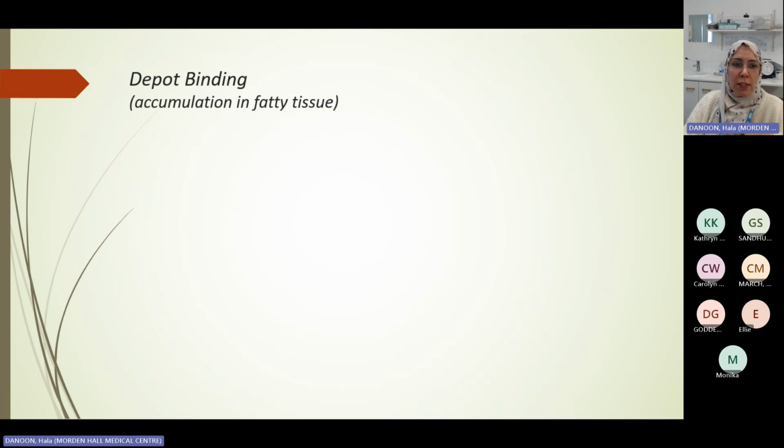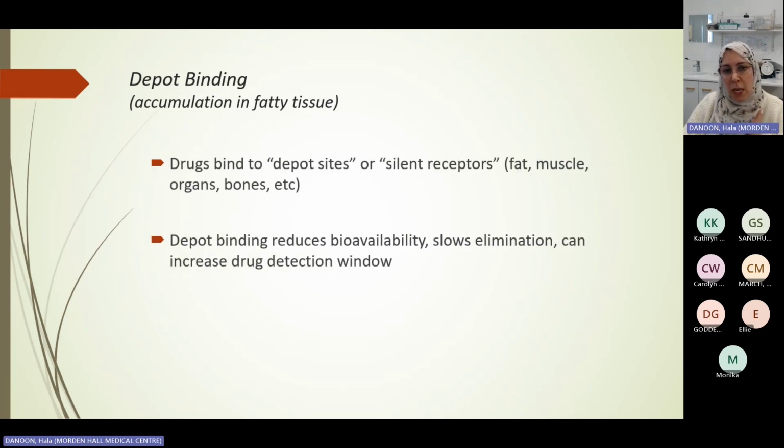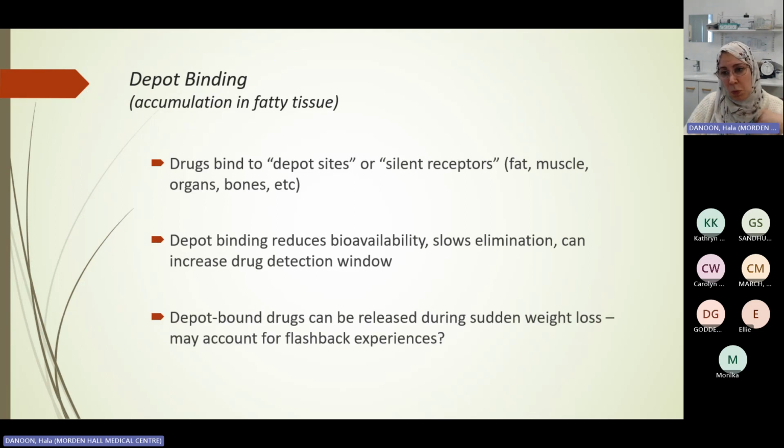Now, there are medications that have depot binding, so they accumulate in fatty tissue. Now, this can sometimes be beneficial, where we want it to be binding to give us a slow release. But sometimes this binding can cause reduced bioavailability, can cause slow elimination. So sometimes it can cause toxicity if we're talking about a medication that is staying in the blood. However, let's say the active ingredient is not reaching the treatment level. So the patient is not getting the relief they are expecting from this medication.